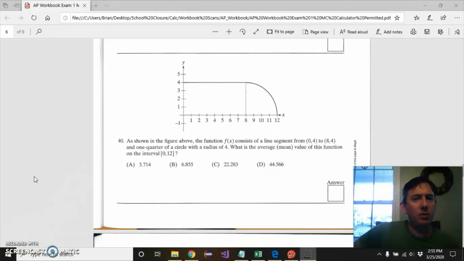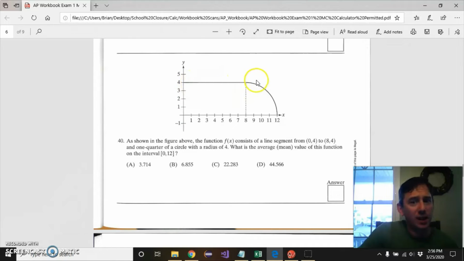Okay, number 40 can be tricky, but it's also very simple. There's only one answer that makes any sense. It has to be A. You're looking for the average value of this curve from 0 to 12. So all of the values are 4, 4, 4, 4, and a whole bunch of other 4s, and then a whole bunch of numbers that are less than 4, and then a 0. So the average definitely has to be somewhere between 4 and 0. I'd say it's probably in the 3-ish range.